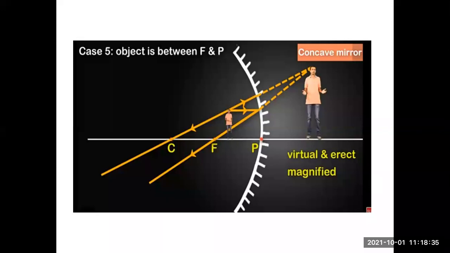Okay, so what happens to the incident ray and reflected rays over here? Again, you can see that the incident ray passing parallel to the principal axis, the reflected ray passes through the focus. After that, if the incident ray passes through the center of curvature, then the reflected ray also traverses the same path.